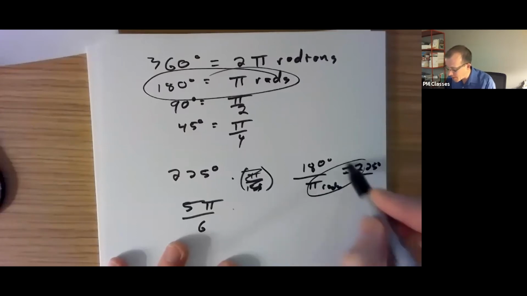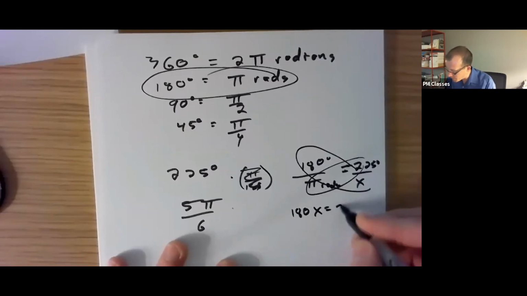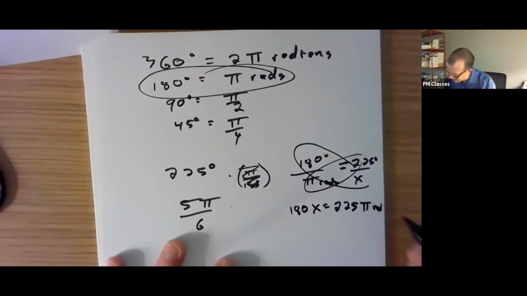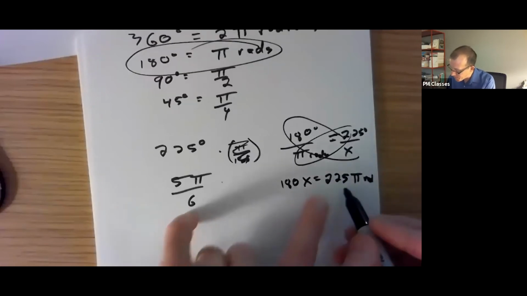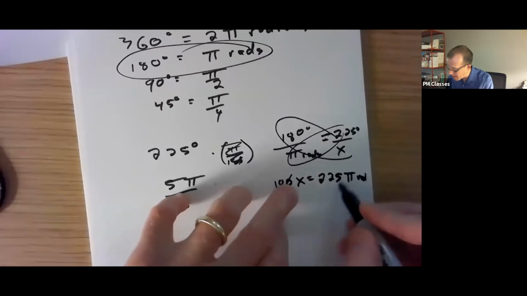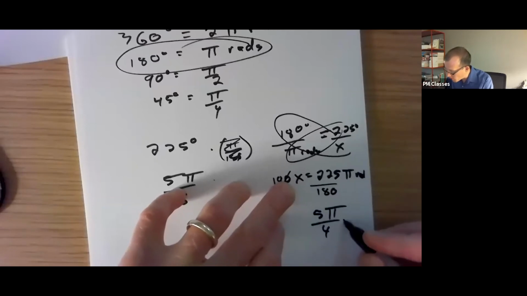Again, like I keep saying, I love to undo these by cross multiplying. It makes it awfully hard to make a mistake. So 180 times x is 225 times pi radians. If I want just x, I won't divide by this, I'll divide by that, cancels out, I have x equals 225 over 180. The test makers will probably write that as 5 pi over 4 radians.